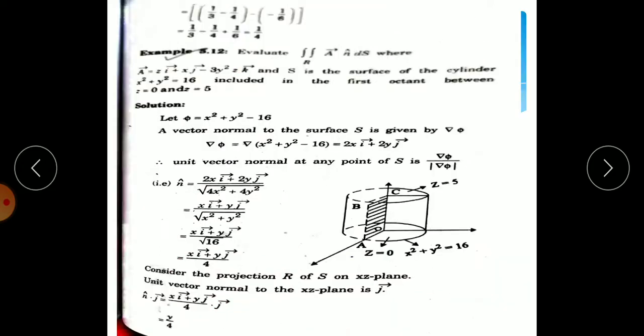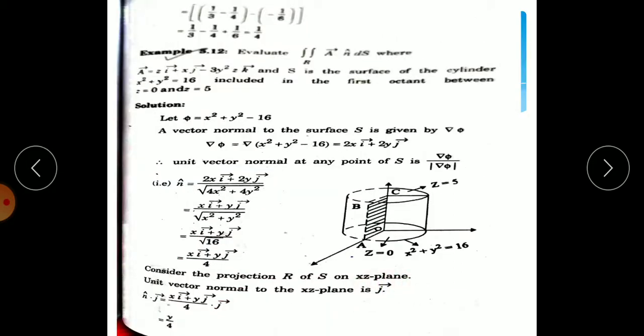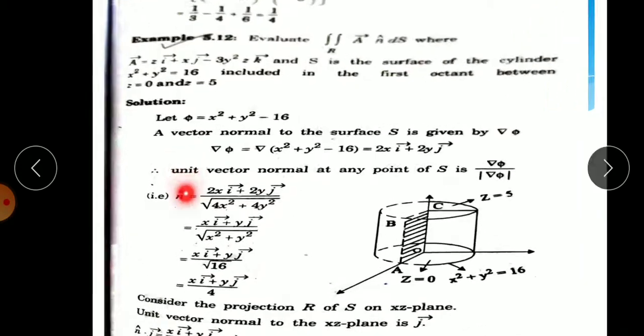Now the region R is bounded by the x-axis, z-axis, and BC and AB. So BC and AB are parallel to the x-axis and z-axis respectively. The z value they have already given, 0 to 5, in the question itself. It's an xz plane, so we should find only the x limit. How to find the x limit?